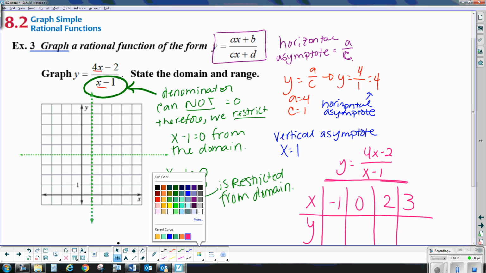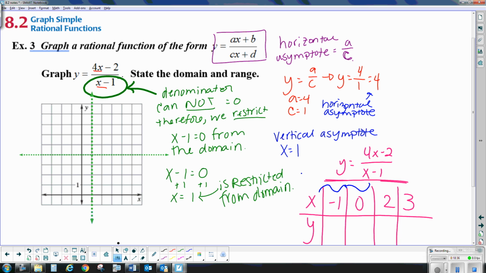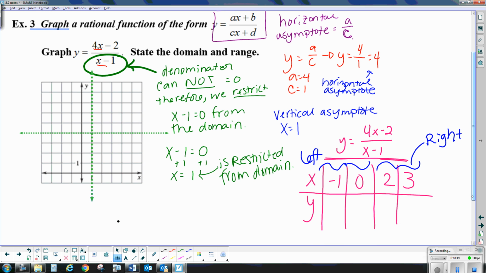-1 and 0 are to the left of my asymptote, and 2 and 3 are to the right of my asymptote. So make sure you pick a couple on each side of your vertical asymptote. So here are my coordinates for y equals (4x minus 2) divided by (x minus 1). Again, avoiding my x equals positive 1 because that is my vertical asymptote.